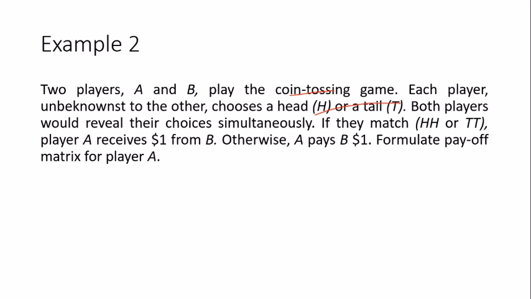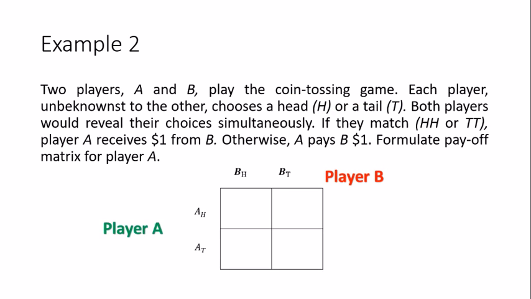It's very easy. There are two strategies for both players. Either A gets a head or A gets a tail, B gets a head or B gets a tail. If they match, that means head-head or tail-tail, this particular payoff is $1 because A is receiving $1. So this is 1, and otherwise A is going to pay B $1. So for the other two cases this is -1, because here it is not matching: head-tail and tail-head. So it's -1.